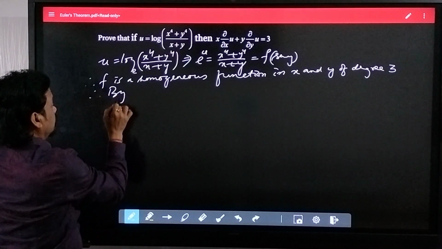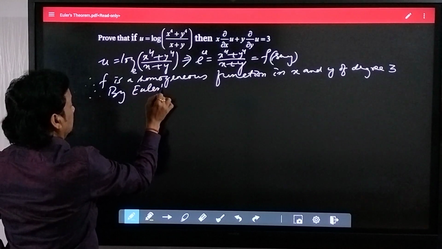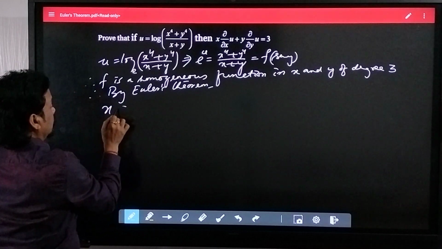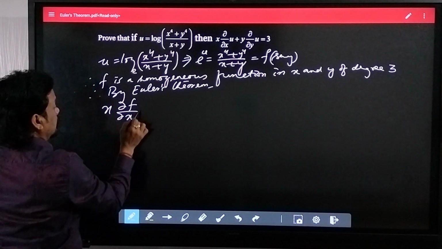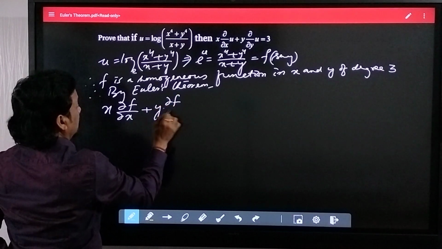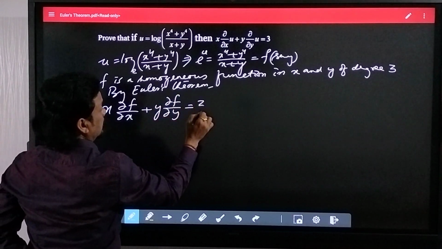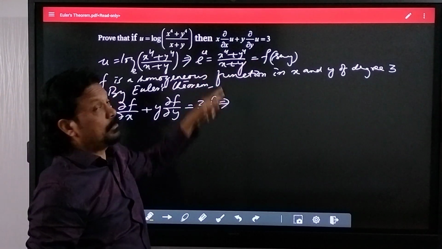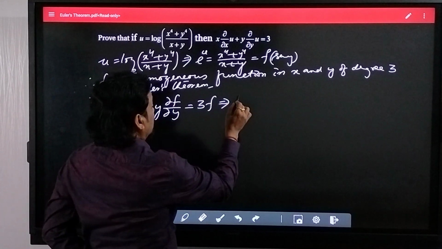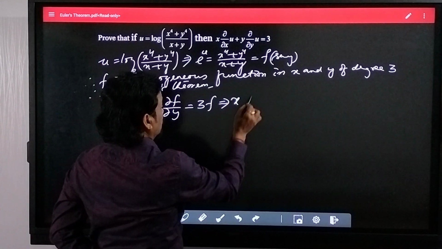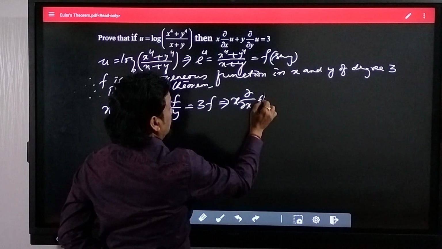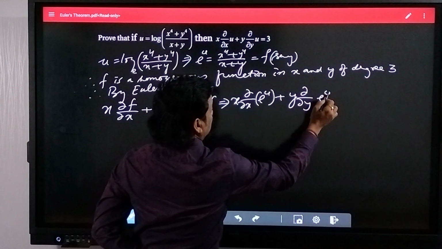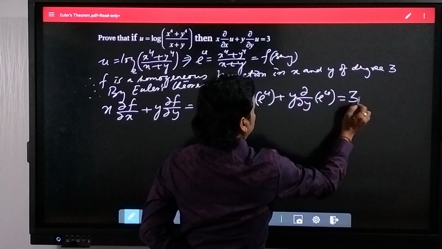So by Euler's theorem, x into del f by del x plus y into del f by del y is equal to 3 into f. So in place of f, we can write its value. Okay. So x into del by del x of its value plus y into del by del y of its value is equal to 3 into e to the u.